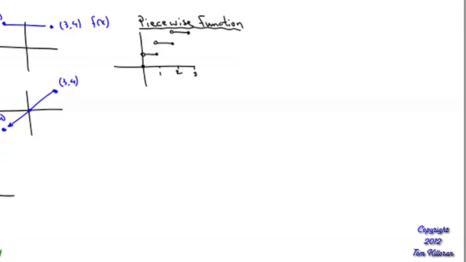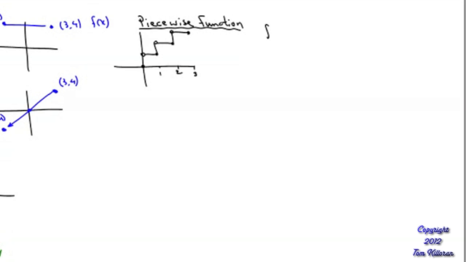This is a piecewise function because the graph is not connected in any way. It's also called a step function. It looks like stairs going up. No one's imaginative. It looks like steps.